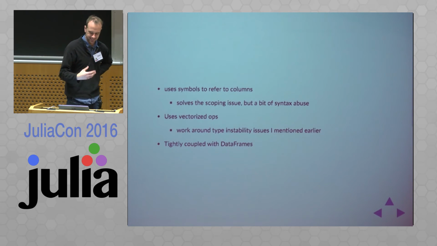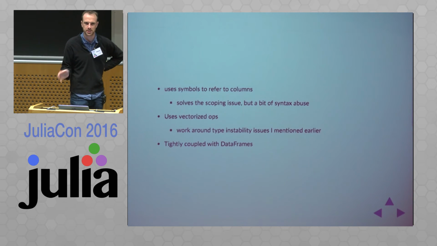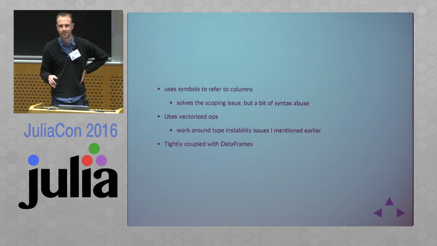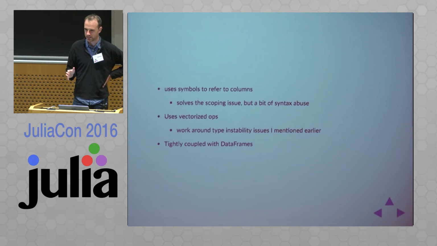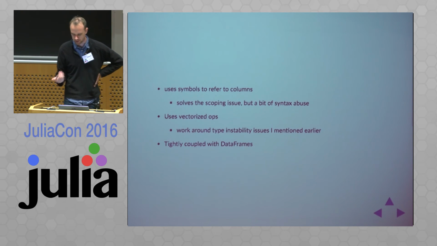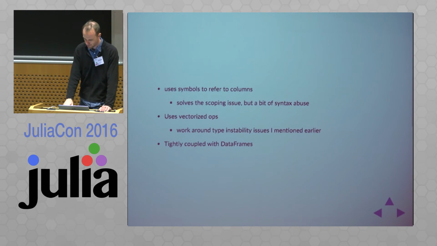But the symbols are referring to columns, so it solves a scoping issue, but it gives you this weird syntax issue: okay, what if you actually need to refer to a symbol? It's also a bit of a syntax abuse, I guess. It still uses vectorized operations, which again works around those type instability issues I mentioned earlier. And finally, it is very tightly coupled with DataFrames, so you can't get out of that. It doesn't solve the back-end issue.